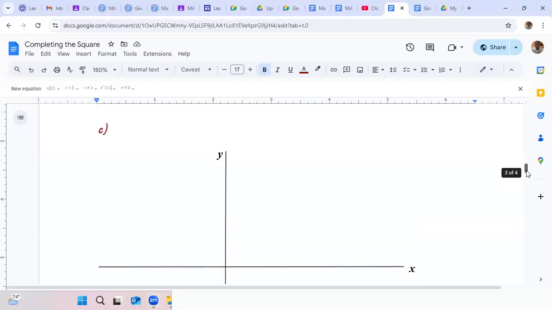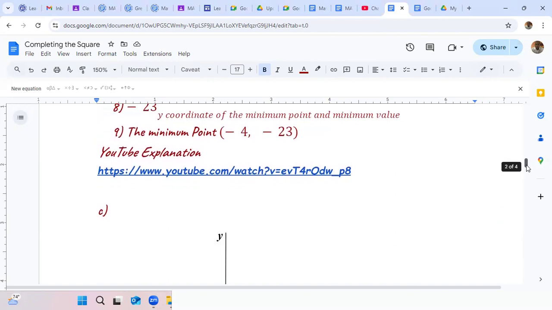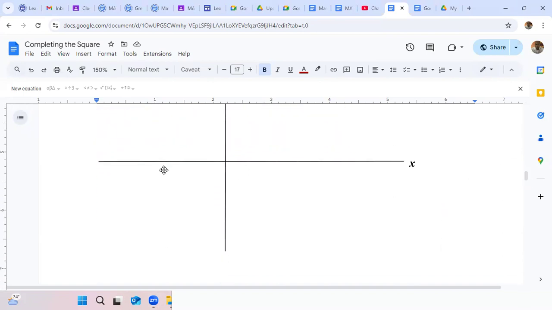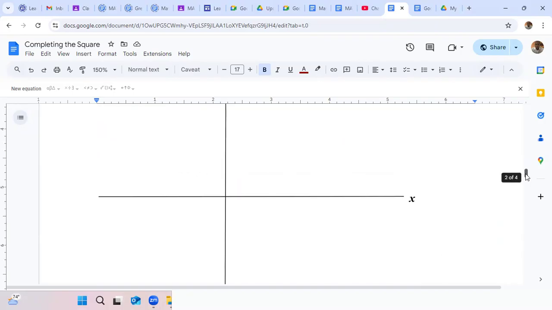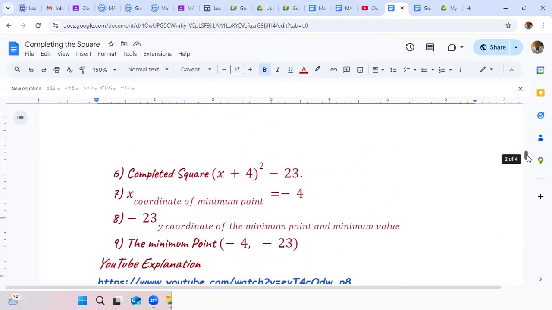Now, as seen, the minimum point is -4, -23. So the minimum point must be on the negative side. So that vertical axis must be shifted a little bit towards the right so that we can have more space on the left side for the minimum point and the line of symmetry, which is x is equal to -4. Okay, so bear in mind the line of symmetry.